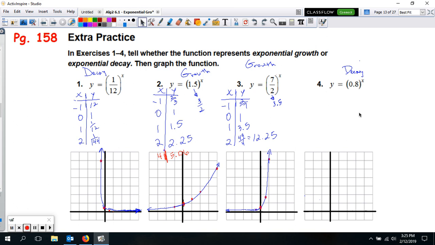On 4, it says decay, so we're going to be more like number 1, where it's going to be coming down from left to right. And I'm going to use the same numbers. So if you start off with putting -1, it might be helpful to make that into a fraction. So 0.8 as a fraction will be 4/5. And so if I flip 4/5, then that's 5/4.